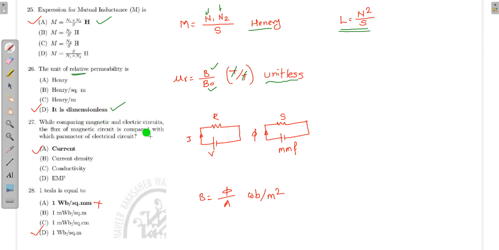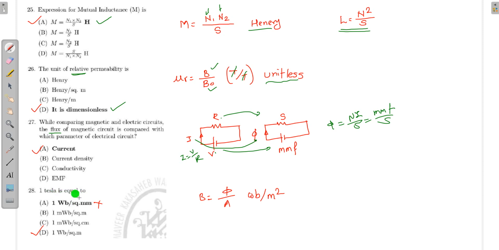While comparing the magnetic and electrical circuits, the flux in the magnetic circuit is compared with each parameter of the electrical circuit: voltage, resistance, and the current. So here I is equal to V upon R. But in the magnetic circuit, the voltage is replaced by MMF, the resistance is replaced by the reluctance, and the current is replaced by the flux, where the flux is equal to Ni by S, where Ni is nothing but the MMF divided by reluctance.